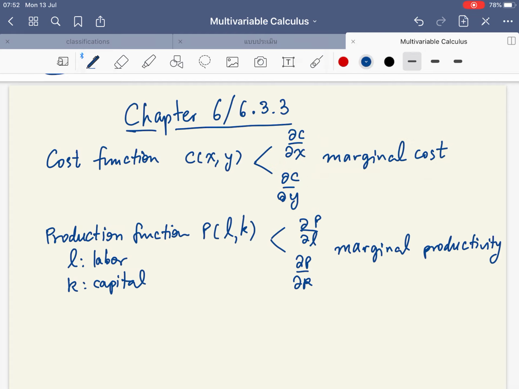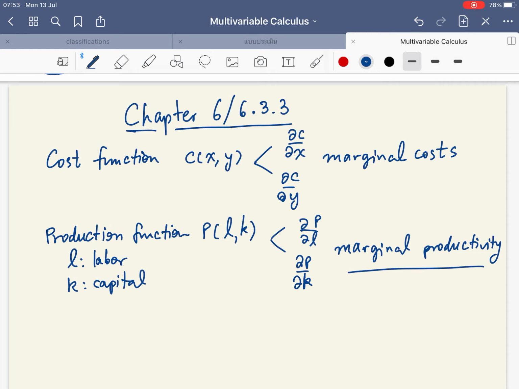We also talked about the production function, capital P, that depends on the labor hours and the capital that you invest. Then you can find the partial derivative with respect to L of the production function, and also dP/dK. These two are the so-called marginal productivities, and they have their own interpretation, as we did previously in the last clip.